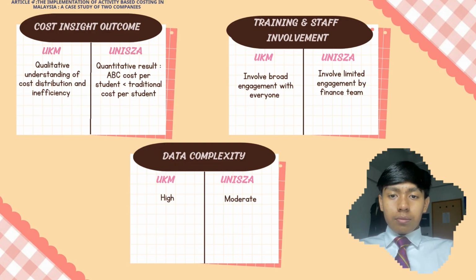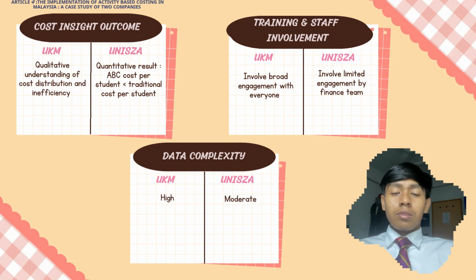At UNIZA, the results were more specific. The university discovered that the cost per student calculated using ABC was significantly lower than when using the traditional costing method. This showed that ABC provides a more accurate picture of actual program costs.